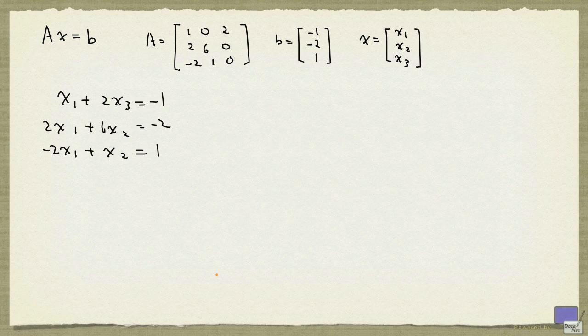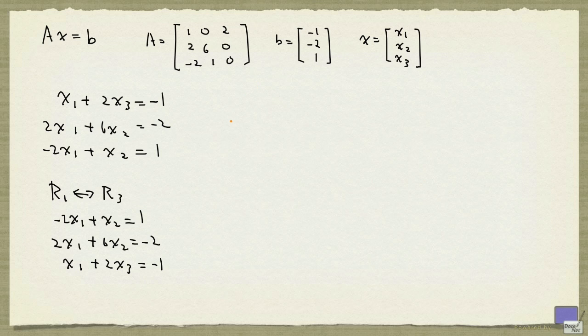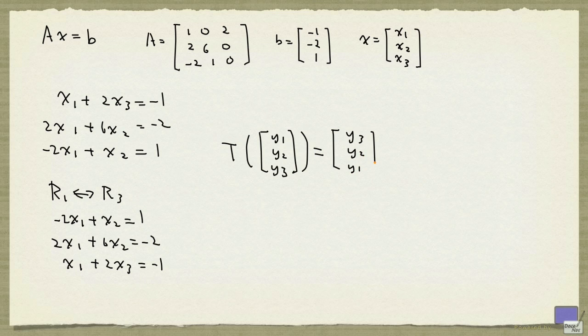Let's first consider the operation of interchanging two rows. Suppose we interchange rows 1 and 3. Then the resulting system is the following. Now, consider the linear transformation T given as follows. So T takes the input tuple y1, y2, y3 and outputs y3, y2, y1. So what T does is it swaps the first and third entries of the input tuple.